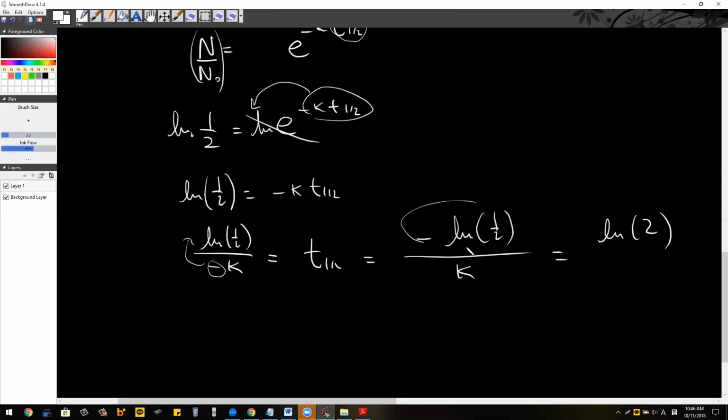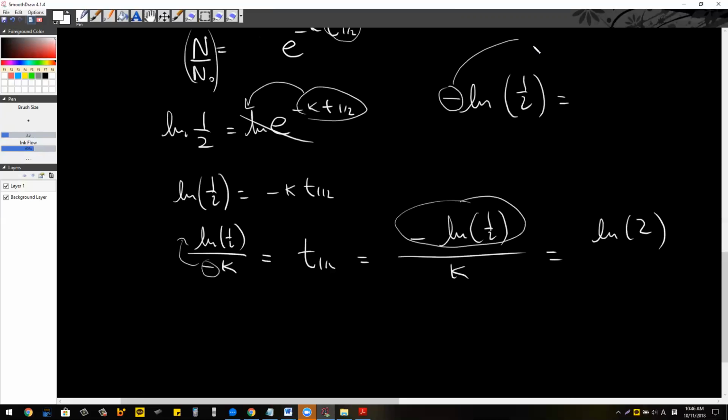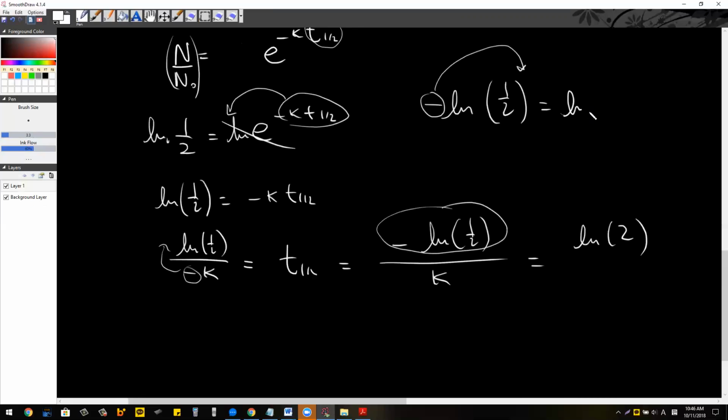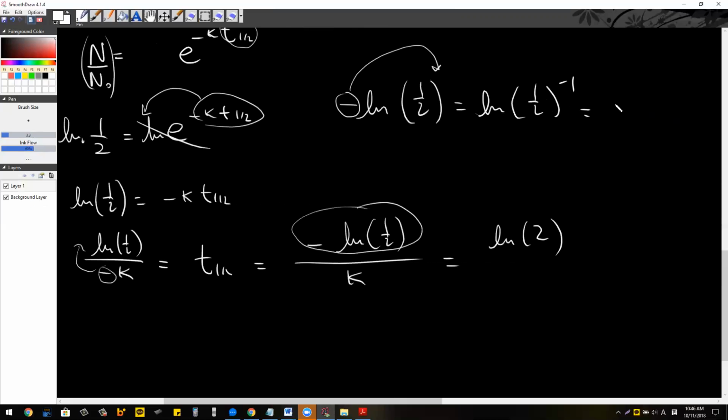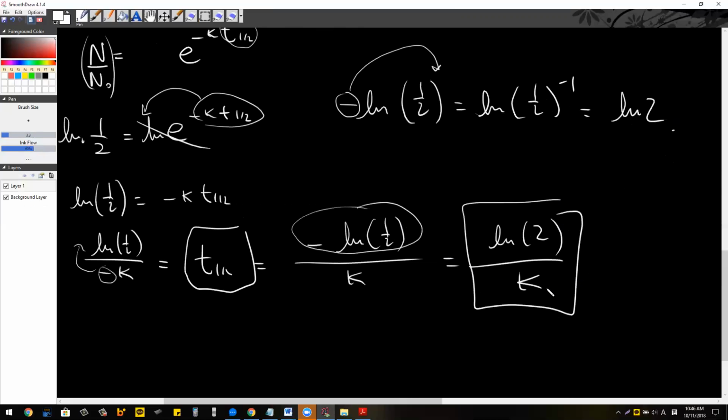You get ln 2 because you have negative ln half here, this negative can go to the top, and it flips. Half to the power of negative 1 is 2, so it is ln 2. So that's why this is the expression for your half-life. If you know the value of k, then you just do ln 2 divided by k, and then you find the half-life.